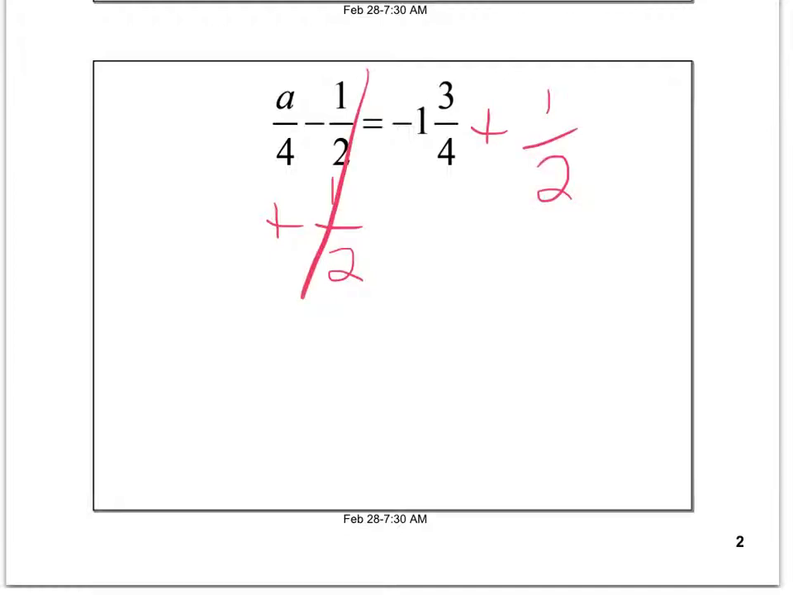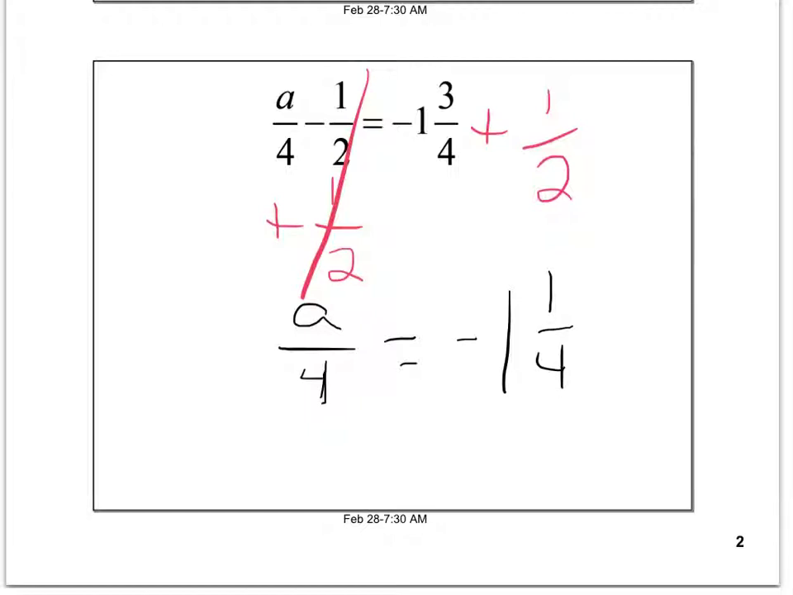Again, that cancels, leaving you with a/4 equals, remembering of course there's a negative in front, so -1 3/4 plus 1/2 will leave you with -1 1/4.